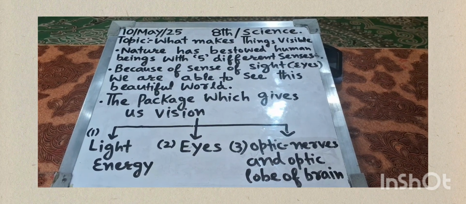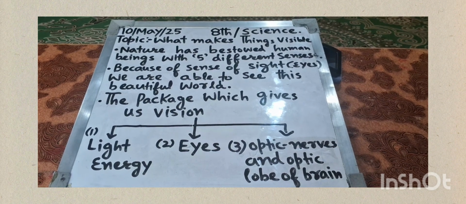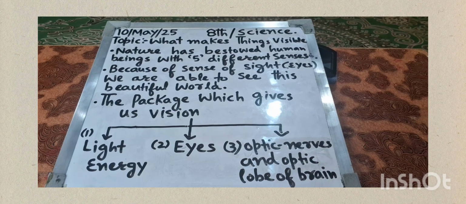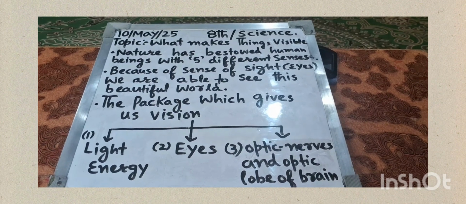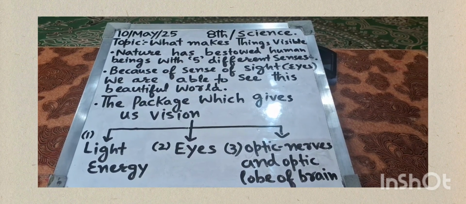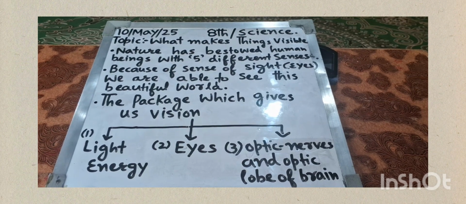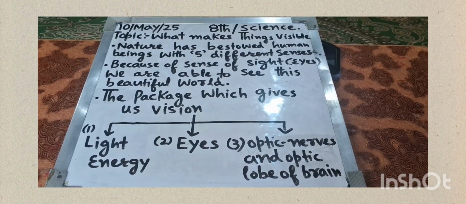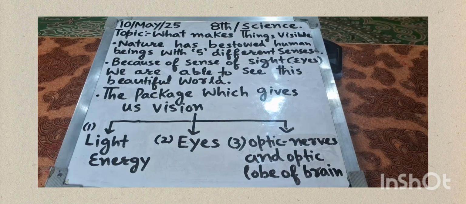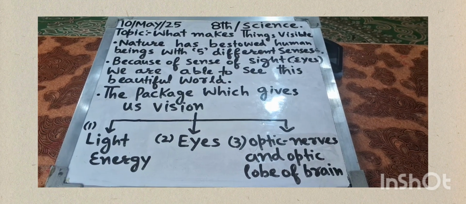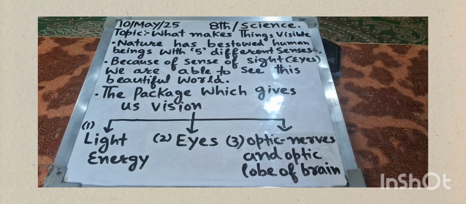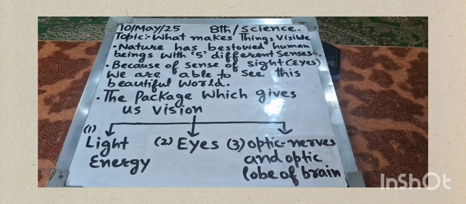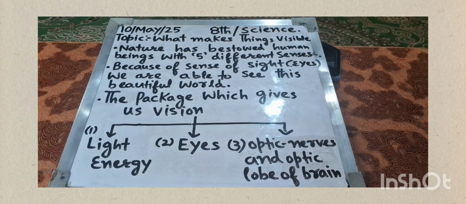The complete package which gives us vision, which makes us see this beautiful world, is light energy, eyes, and the third one is optic nerves and the optic lobe of the brain. First of all, what is light energy? Light energy is a special type of energy that gives us the sensation of sight. In case of darkness, we are not able to see anything. Things are not visible for us.